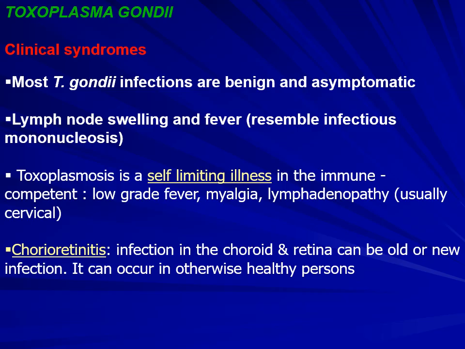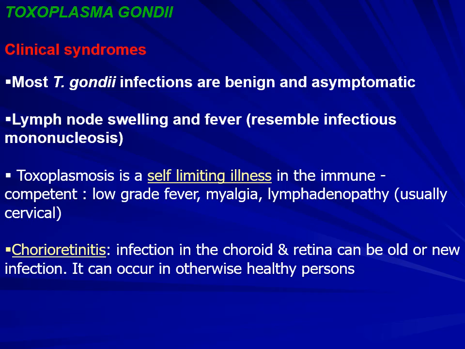In immunocompetent patients, the antibodies against the parasite can be mounted, and this is usually a self-limiting illness. It may be accompanied by low-grade fever, myalgia, lymphadenopathy, usually cervical. Why cervical? Because, as I told you, the transition from the acute to the chronic form of infection will lead to the formation of brain cysts. So mostly in the brain, they are hiding as lifelong persistent cysts as a chronic form.